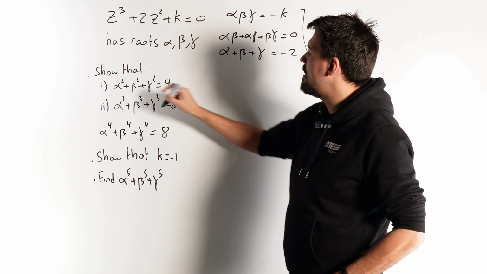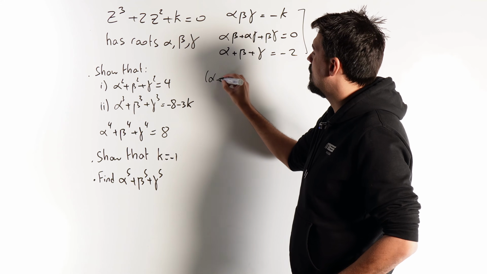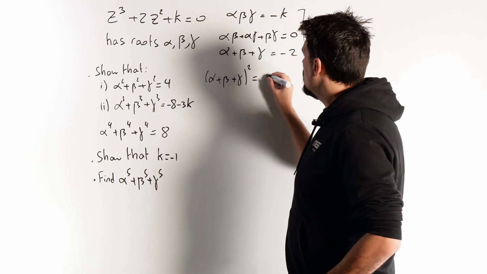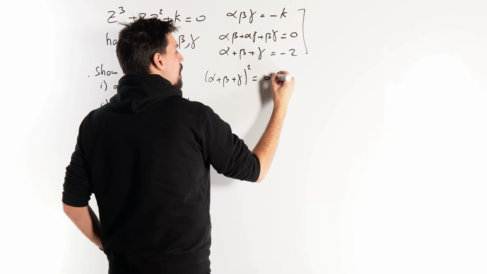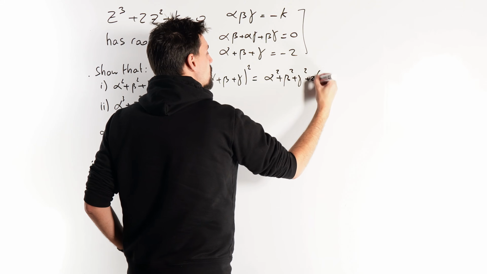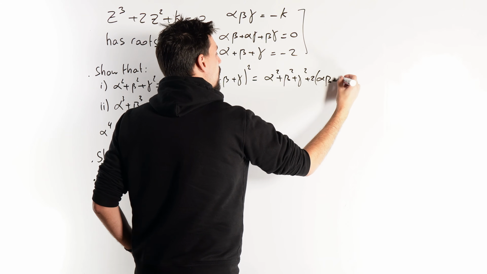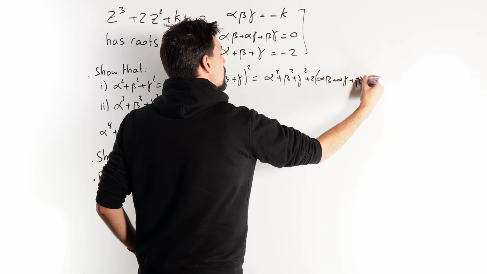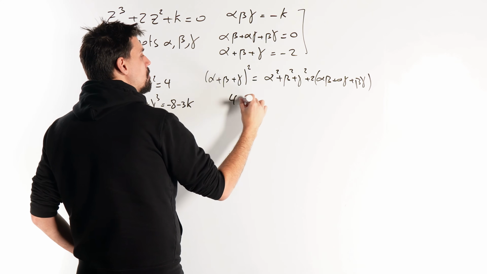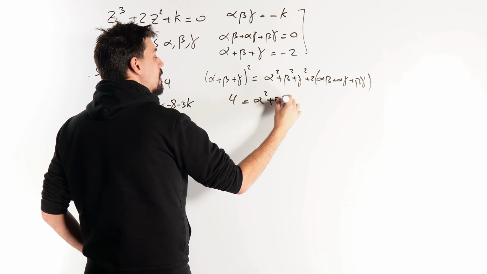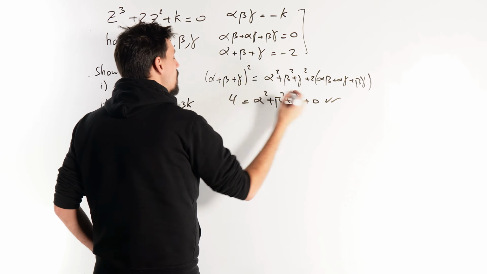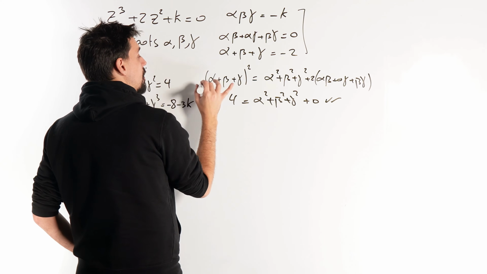Now, classic: alpha plus beta plus gamma, we're going to go alpha plus beta plus gamma all squared, because that is alpha squared plus beta squared plus gamma squared plus twice the double products. Now that is 4 is alpha squared plus beta squared plus gamma squared plus 0. So we have shown what we wanted to do here.